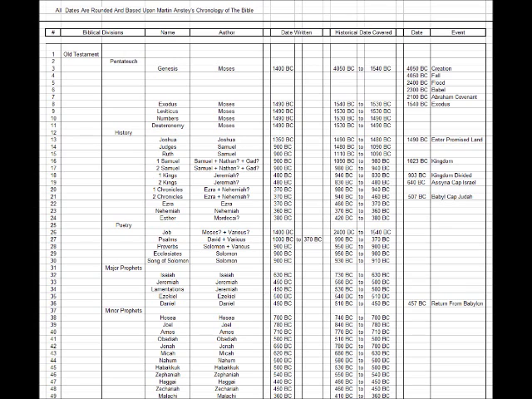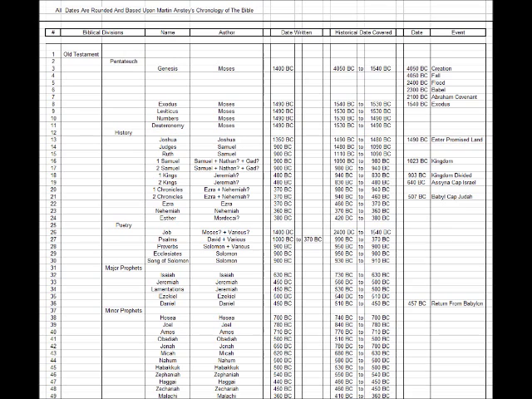Then if you notice, finally, rounding out the history section of the Old Testament, the books of Nehemiah and Esther. Nehemiah wrote the book of Nehemiah, and a man named Mordecai, most people think, wrote the book of Esther. Okay, that's the books of the history section of the Old Testament.